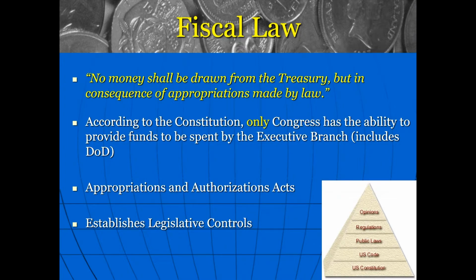Fiscal law. No money shall be drawn from the Treasury but in consequence of appropriations made by law. According to the Constitution, only Congress has the ability to provide funds to be spent by the executive branch. Two things that derive from fiscal law are Appropriations and Authorizations Acts, and it establishes legislative controls. So by law, Congress has the power of the purse. Agencies within the executive branch, like DoD, cannot obligate money until it's been made available through annual appropriations and authorizations acts.